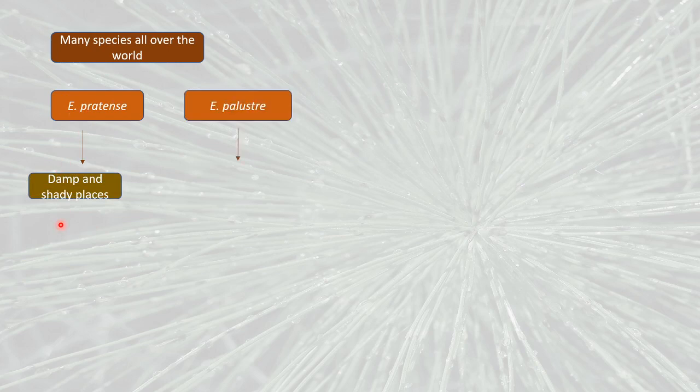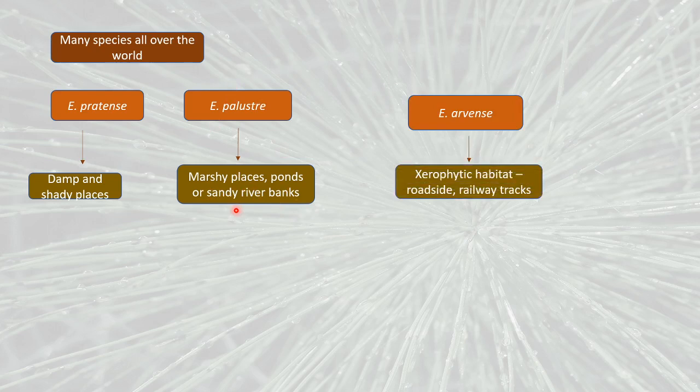For example, Equisetum pratense can be found in damp and shady places. Equisetum palustre can be found in marshy places, ponds, or near river banks, right? And Equisetum arvense has a xerophytic habitat, which you can find near roadsides or railway tracks, right? So there is variation in the habitat of Equisetum. It can grow even in marshy areas, damp shady areas, and even in xerophytic habitats.